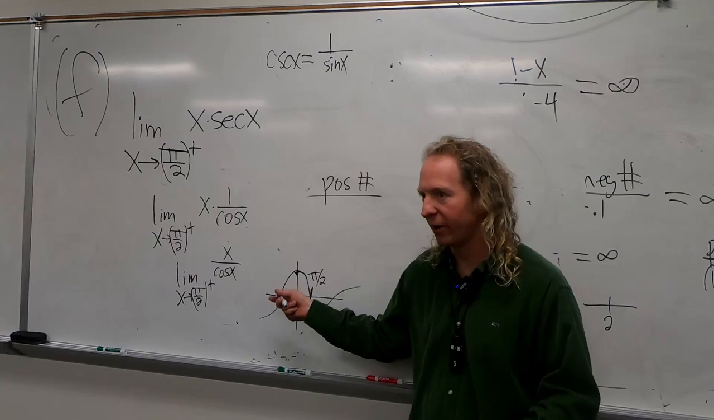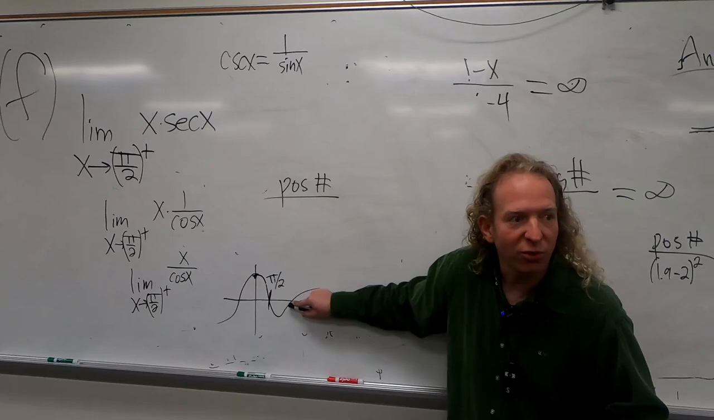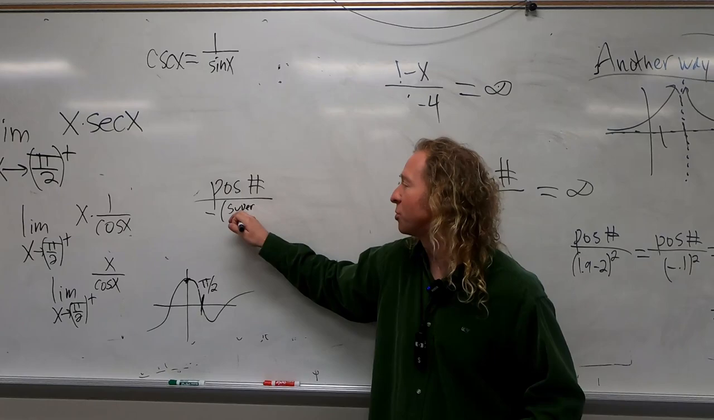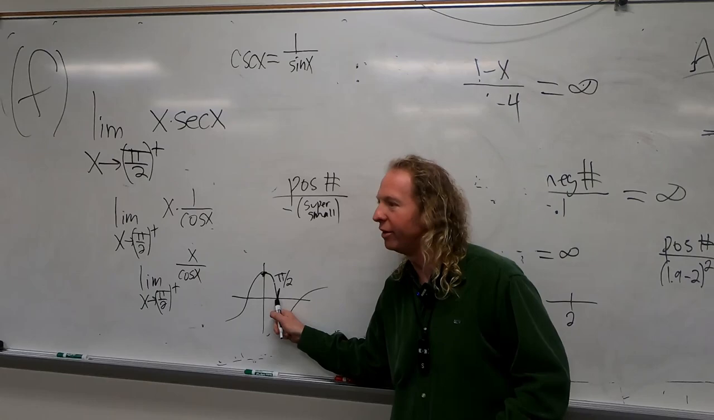So x is approaching pi over 2 from the right. So x is coming from this way, right? So are the y values negative or are they positive here? Negative. So it's negative and it's super small. The reason it's super small is because it's really close to 0. It's like negative 0.0001, right? So then this is going to be negative infinity.